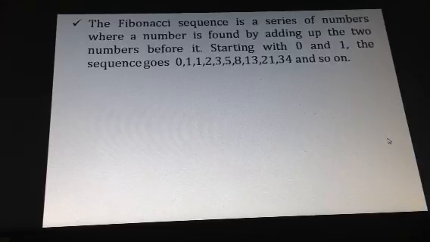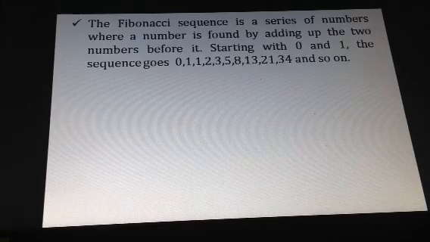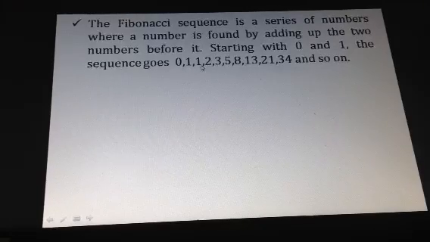The Fibonacci sequence is a series of numbers where a number is found by adding up the 2 numbers before it. Starting with 0 and 1, the sequence goes 0, 1, then 0 plus 1 is 1, 1 plus 1 is 2, 1 plus 2 is 3, 2 plus 3 is 5, 3 plus 5 is 8, 5 plus 8 is 13, and so on.